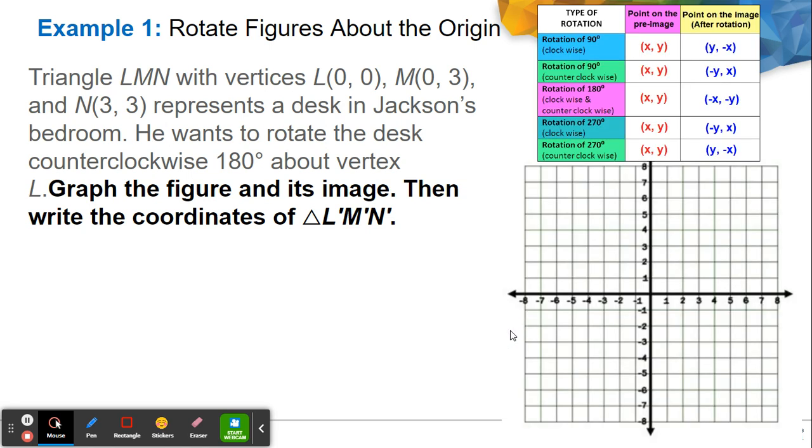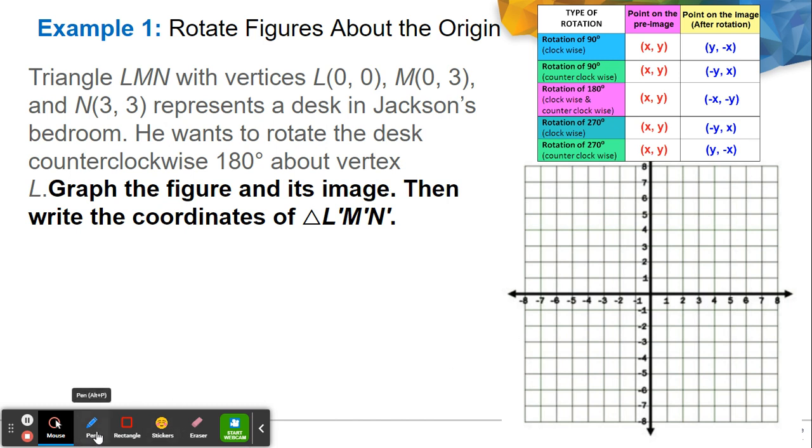We are given triangle LMN with vertices L (0, 0), M (0, 3), and N (3, 3), which represent a desk in Jackson's bedroom. He wants to rotate the desk counterclockwise 180 degrees about the vertex L. So we are going to graph the figure and the image, and then write the coordinates of triangle L prime, M prime, and N prime.